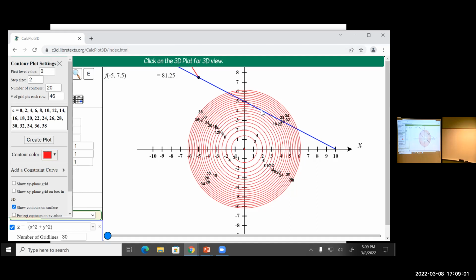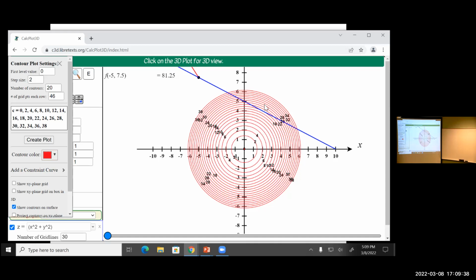Now, this is where this gets really interesting, is that, okay, well, that's the point we want. So next thing we need to think about is what do our constraint and our objective function have in common at that point? Well, they're both going to have the same normal vector, or at least their normal vector will be pointing in the same direction, right? Because being perpendicular to the blue line at this point will be the same as being perpendicular to the curve.